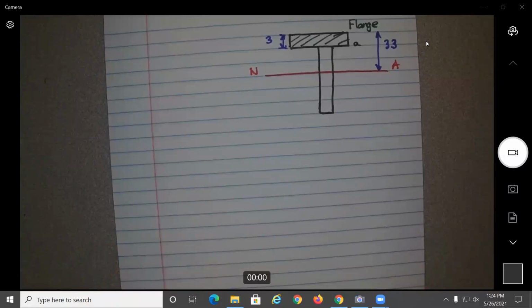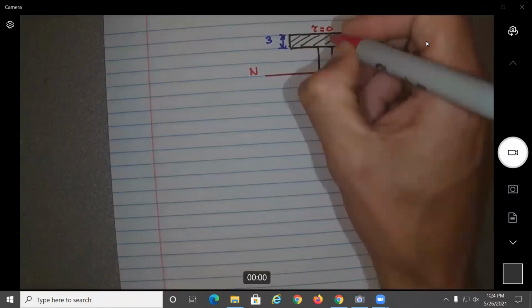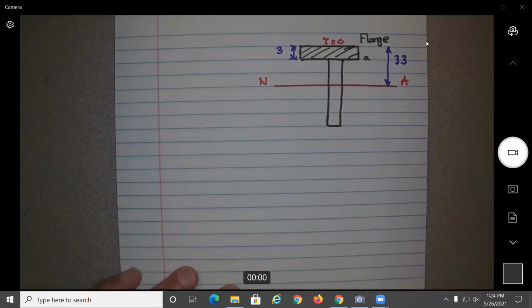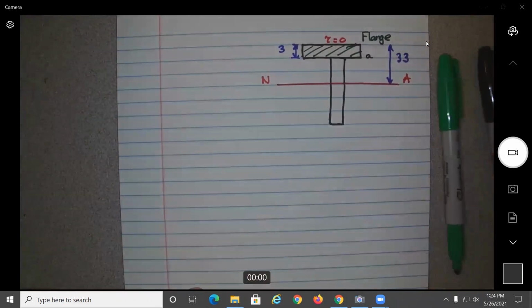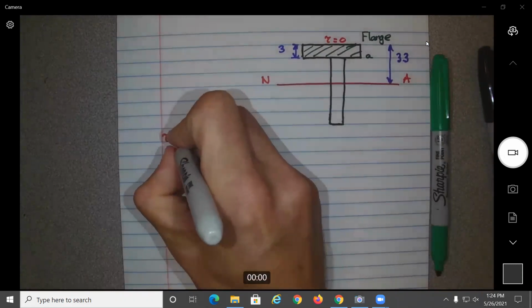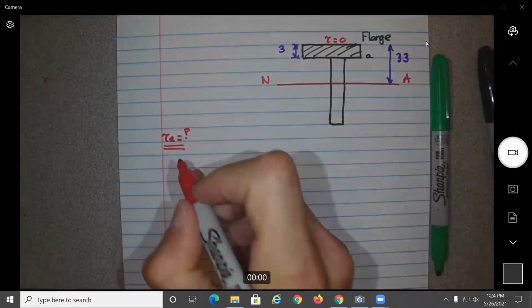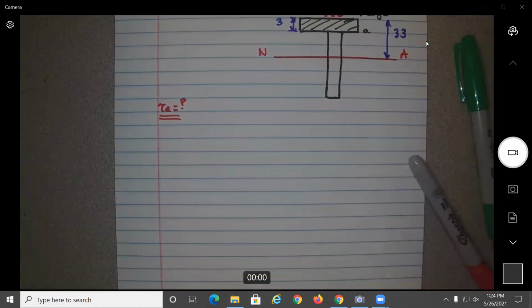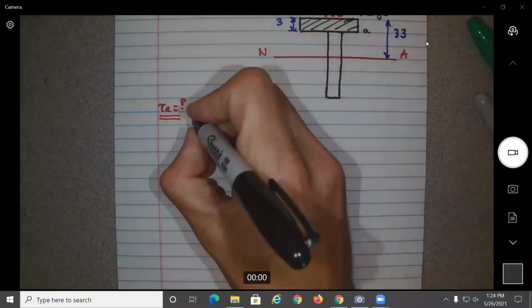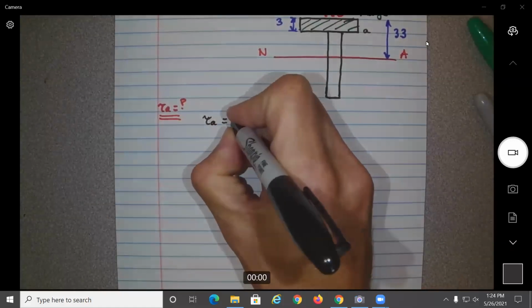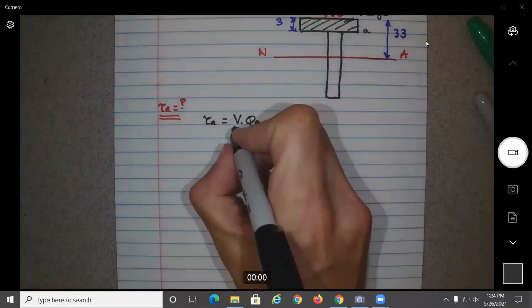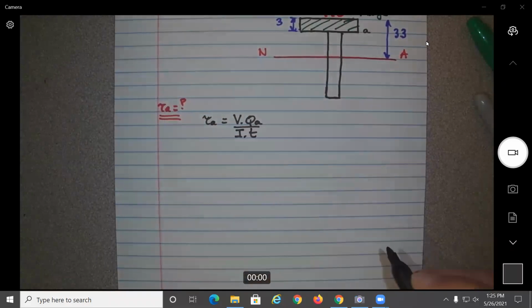And we know what the shear on top should be. It will be 0 because there is no surface to shear against. Okay, so the goal over here now is to find the shear at point A. So tau sub A will be equal to the shear force times Q sub A divided by I times t.